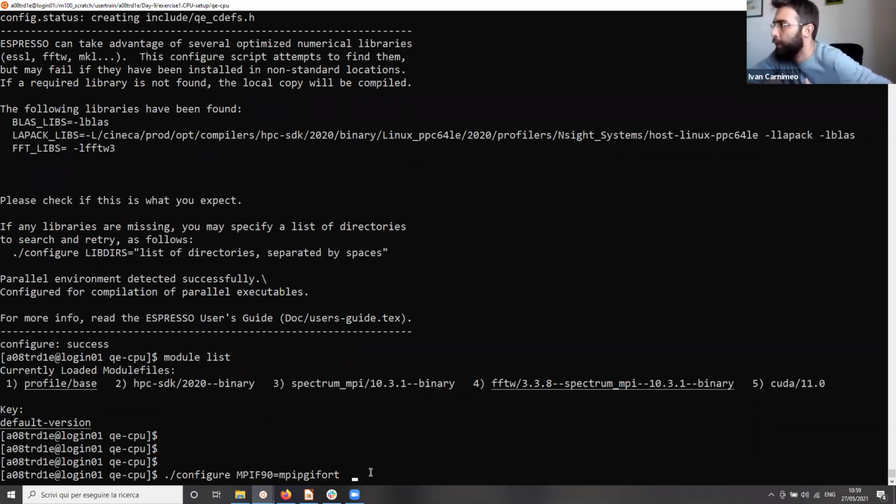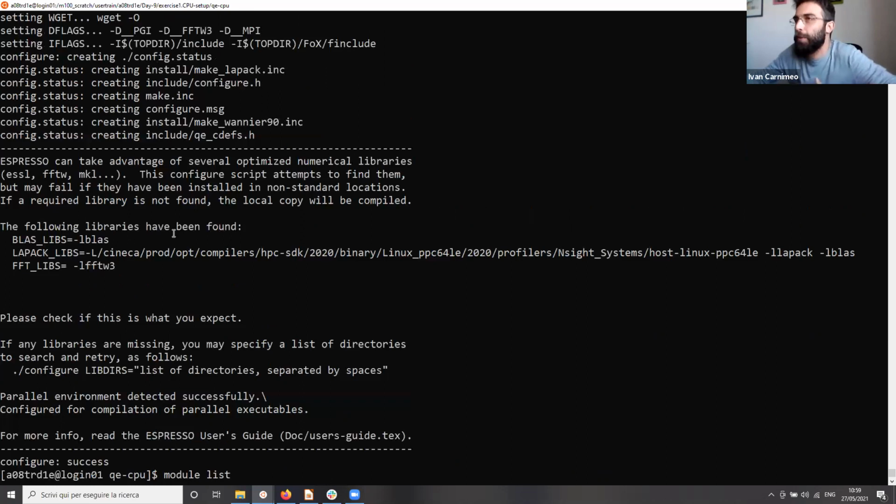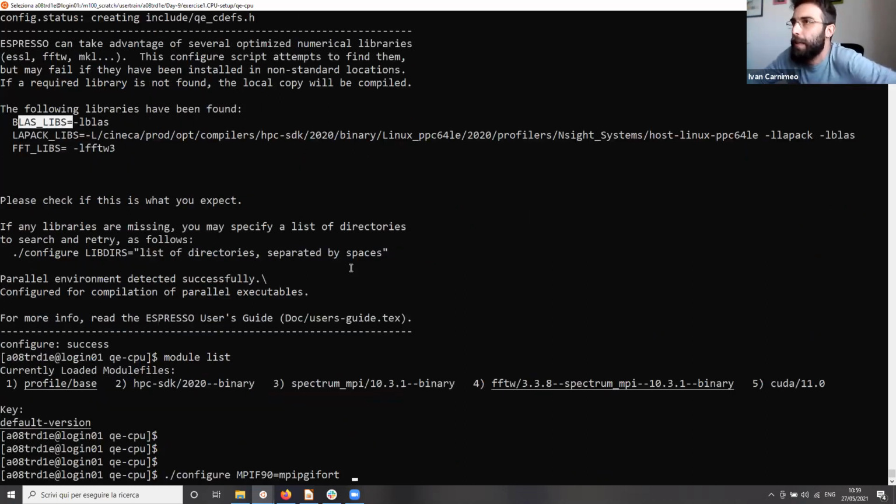okay, I'm about to compile you. Which libraries do you see? I have loaded my libraries. Do you see them? And Quantum Espresso is answering you, yes, this is what I see. I can find BLAS libraries for linear algebra, and I can find LAPACK libraries for linear algebra again. And here it is telling you that the linear algebra libraries will be taken from HPC SDK.